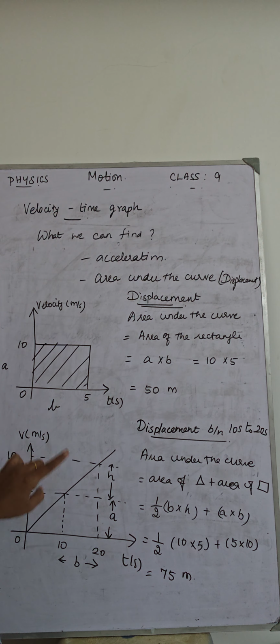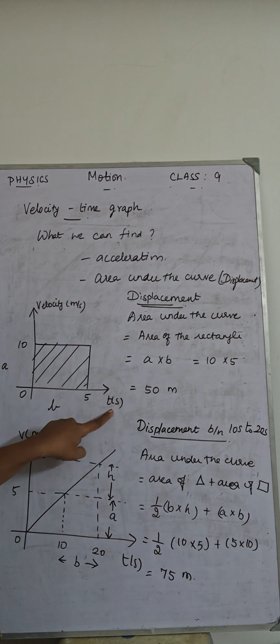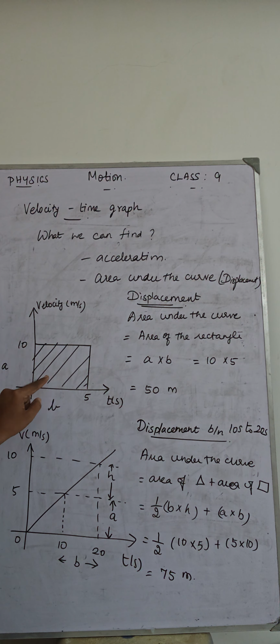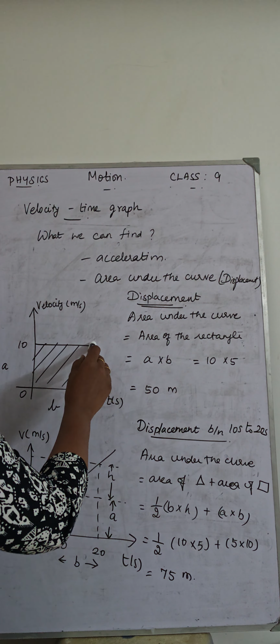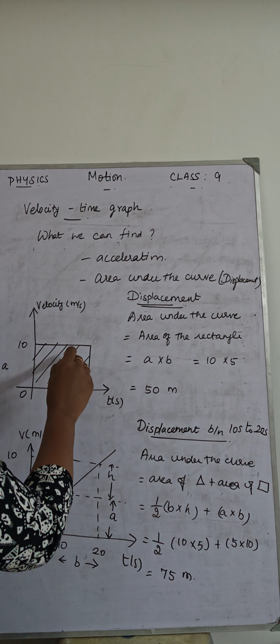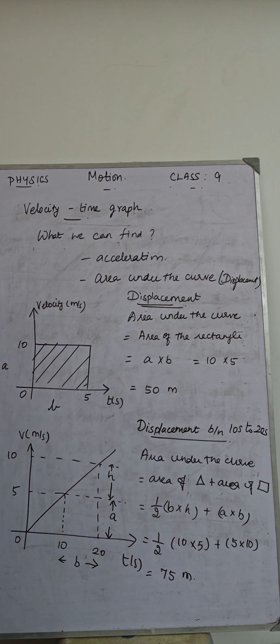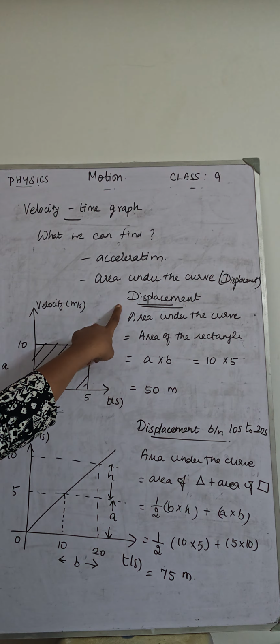I have taken two values. The first one, velocity time graph, 0 to 5 is the time period, and 0 to 10 is the velocity. So the area under the curve gives you the displacement. Very important. This is my curve which gives the constant velocity. The area under this curve is known as your displacement.